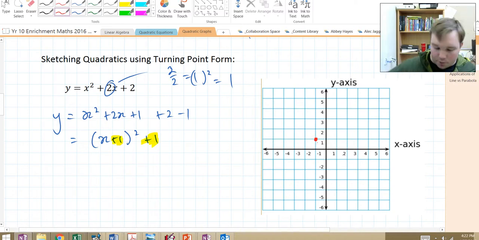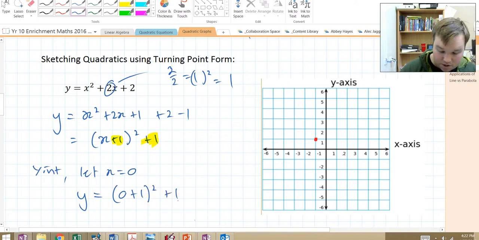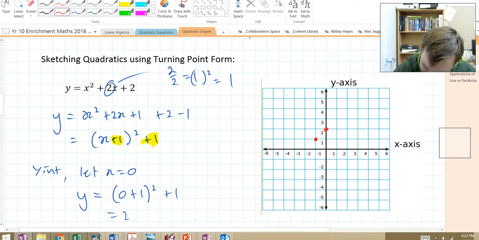But am I turning up or down? Well, we need to find the y-intercept. So we let x equal 0, and therefore we have y equals (0 plus 1) squared plus 1, which is just going to be 2. So therefore we are turning at the point (-1, 1), and crossing at 2. And that gives you enough for a graph. Now my graph isn't very accurate.